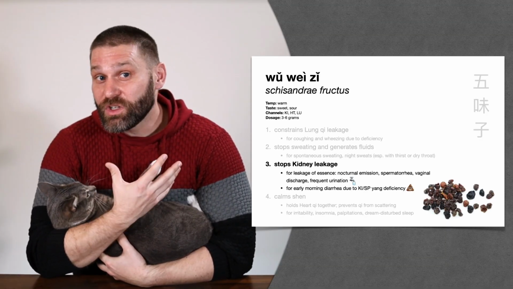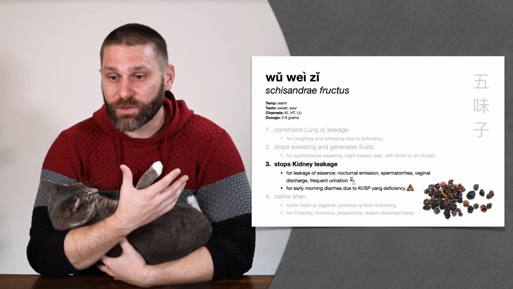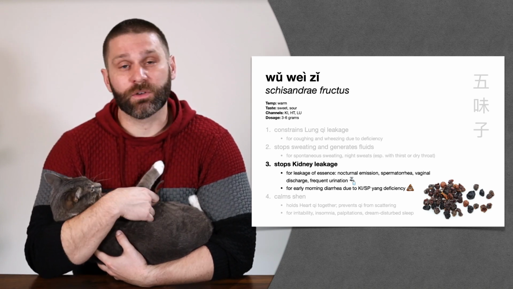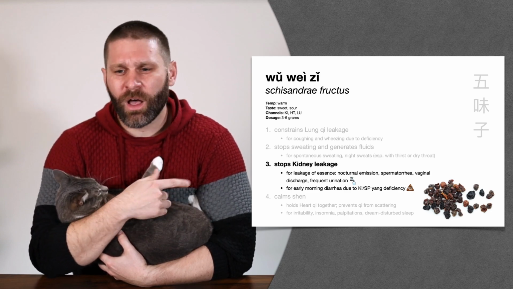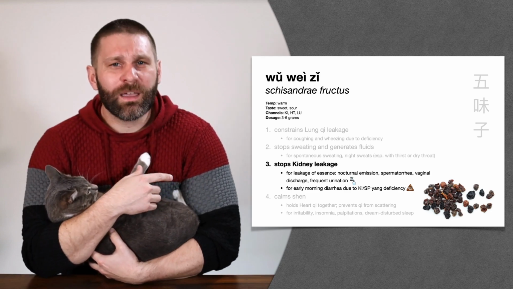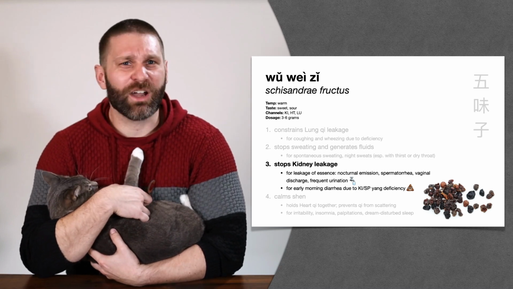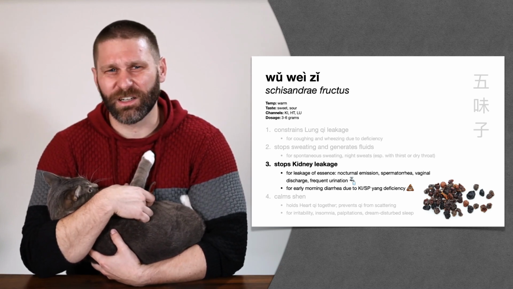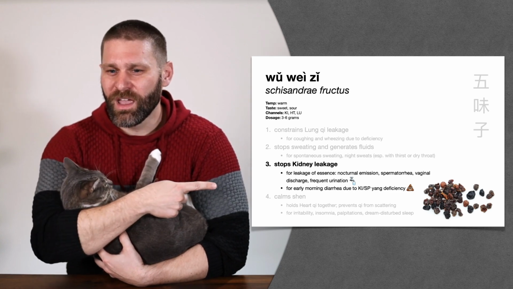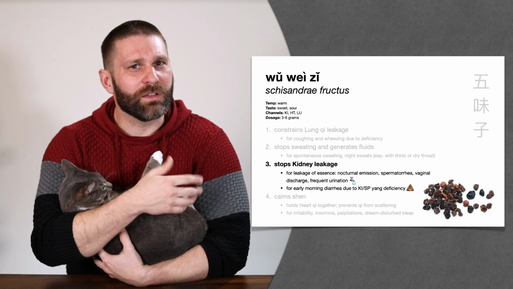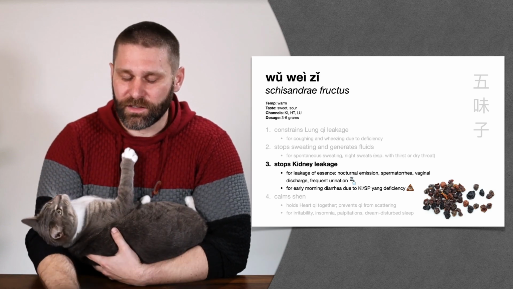So with Wuweizi, it's basically doing all the types of leakage. We're restraining lung qi leakage for coughing and sweating. We're restraining kidney leakage for leakage of essence and urine. And then we're also binding up the large intestine as well. But I would say with Wuweizi, we typically see this more for diarrhea due to spleen and kidney yang deficiency, maybe not so much for spleen qi deficiency. So that's why we put this diarrhea under the subheading of kidney leakage as well.